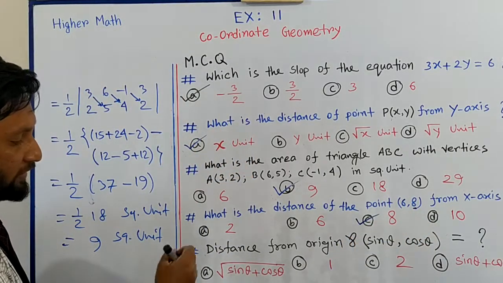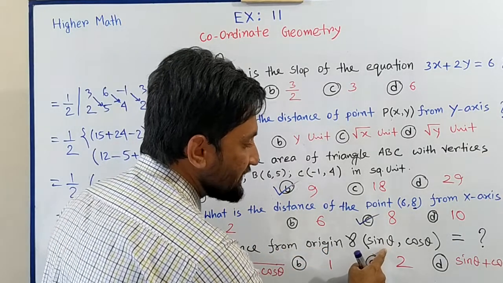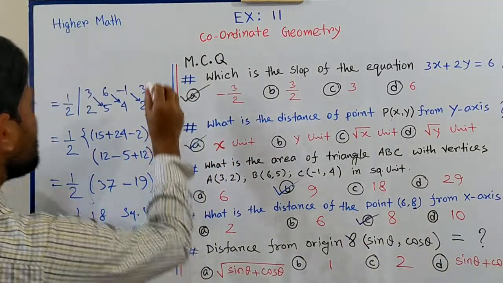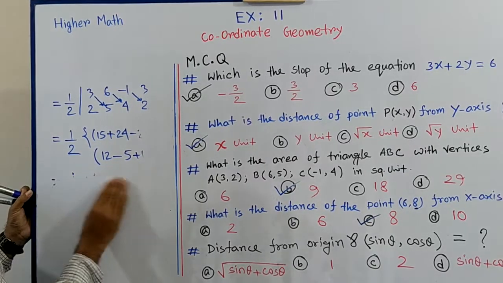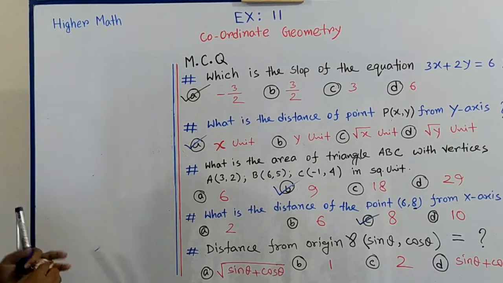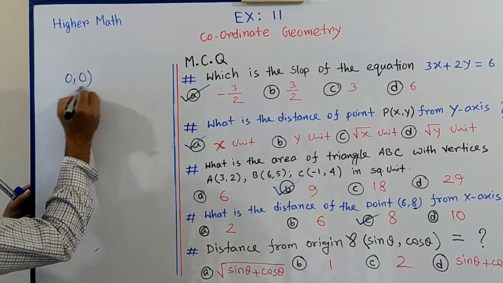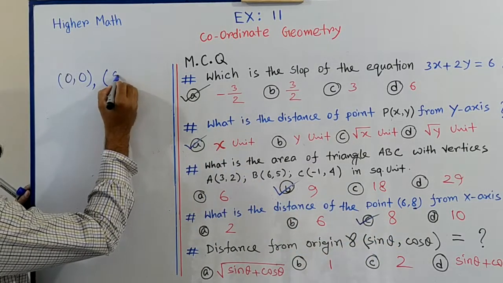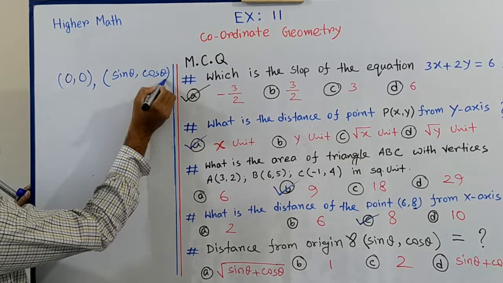Okay. Now the next question, the distance from the origin and (sin theta, cos theta) equals what? So follow the process. We already know the distance formula. The distance from the origin, where we know the coordinate point of the origin is (0, 0), and the other point is (sin theta, cos theta).